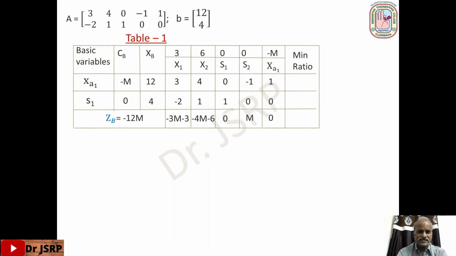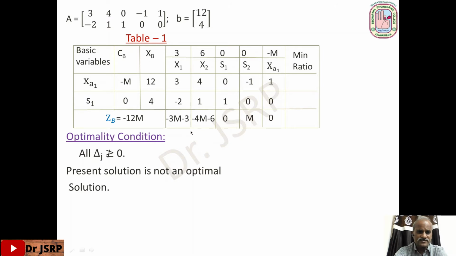So what is optimality condition? All delta j greater than or equal 0. So here m coefficient is minus 3, it is negative value. Here m coefficient is minus 4, it is also negative value. So all delta j not greater than or equal 0. So optimal condition is not satisfied. So present solution is not an optimal solution.